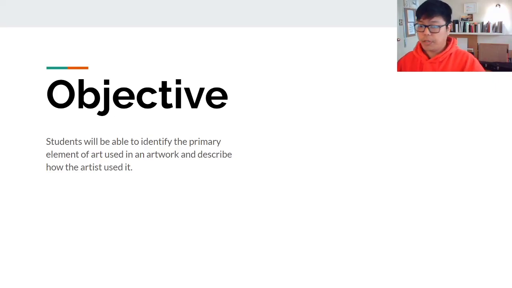So here's a vocabulary development activity focused on introducing students to the elements of art. This would be a lesson that is part of a larger unit because there's 7 elements of art, and it takes some time to get through. The objective for this particular lesson is to have students be able to identify the primary element of art used in an artwork and to describe how the artist used it.